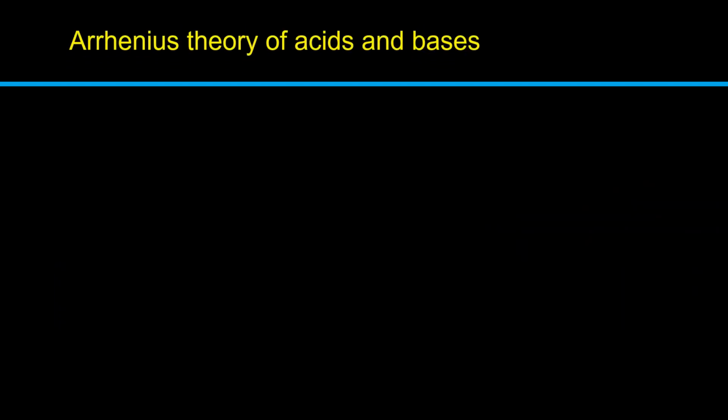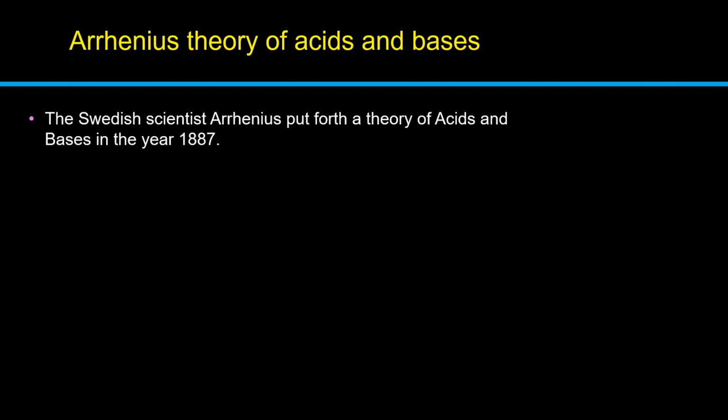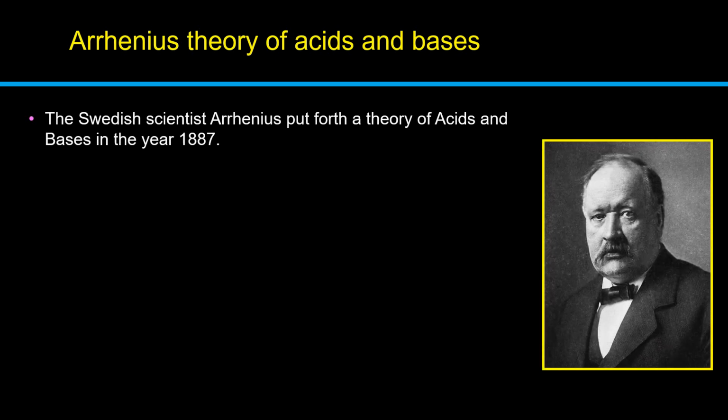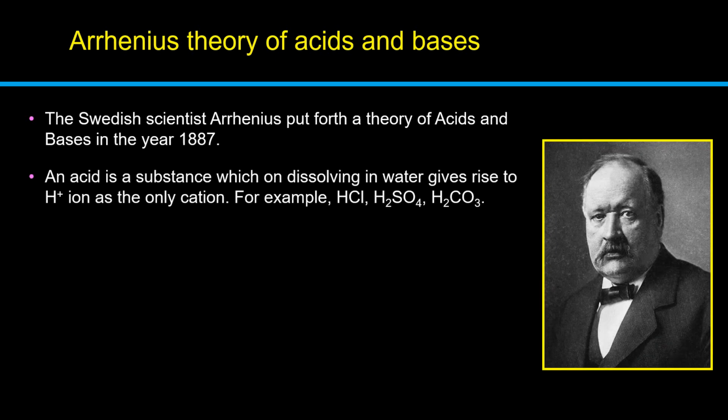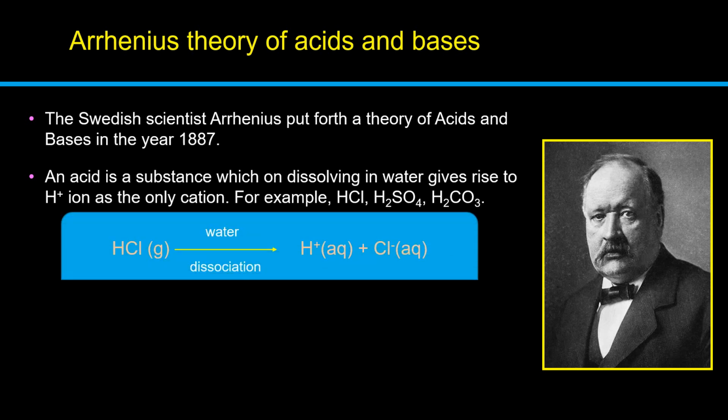About Arrhenius' theory of acids and bases, children, the Swedish scientist Arrhenius put forth the theory of acids and bases in the year 1887. According to him, an acid is a substance which, on dissolving in water, gives rise to H+ ion as the only cation. For example, hydrochloric acid, sulfuric acid, carbonic acid. On dissociation, they give only H+ as the cation.